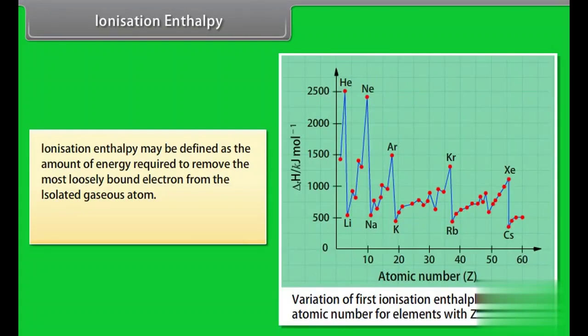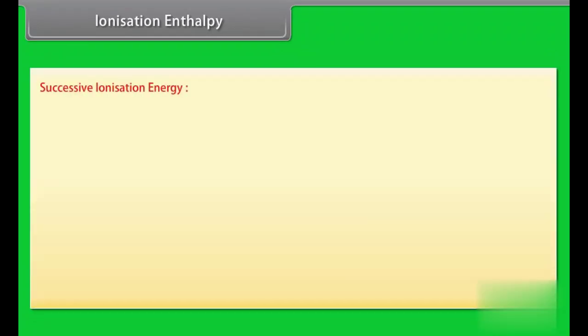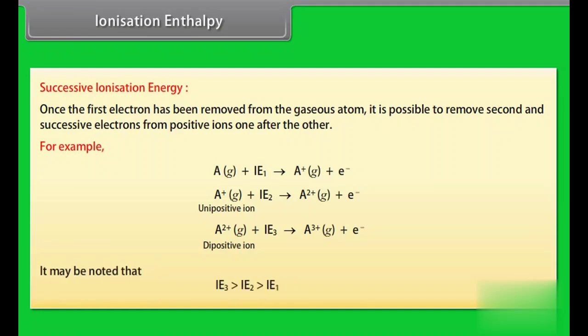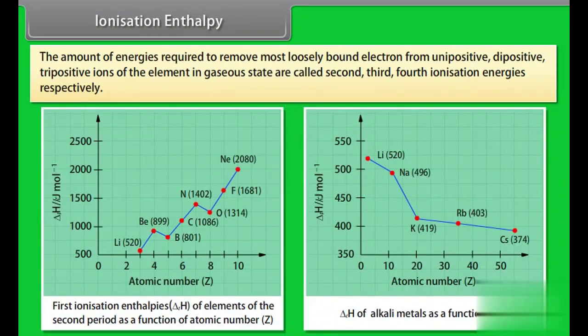Ionization enthalpy. Ionization enthalpy may be defined as the amount of energy required to remove the most loosely bound electron from the isolated gaseous atom. If we provide ionization energy to the gaseous atom A, it loses an electron. Successive ionization energy. Once the first electron has been removed from the gaseous atom, it is possible to remove second and successive electrons from positive ions one after the other. For example, the amount of energy required to remove most loosely bound electrons from unipositive, dipositive, tripositive ions of the element in gaseous state are called second, third, fourth ionization energies respectively. It may be noted that ionization energy 3 is greater than ionization energy 2, which is greater than ionization energy 1.